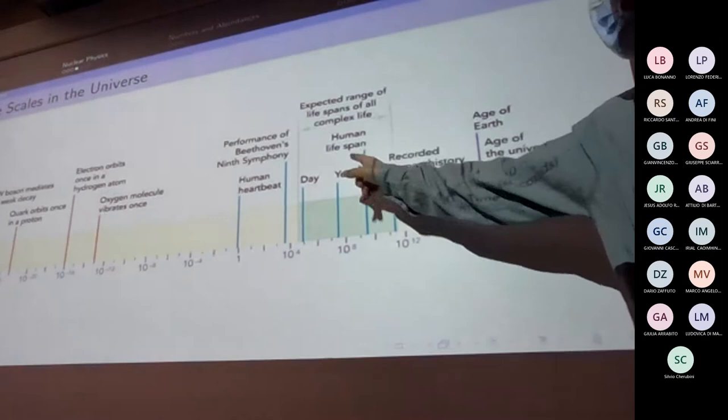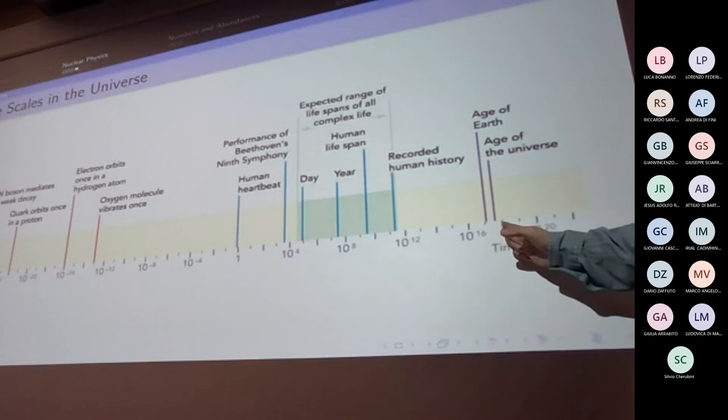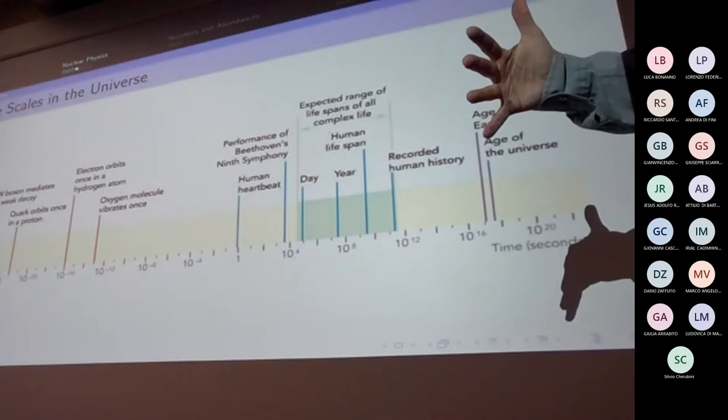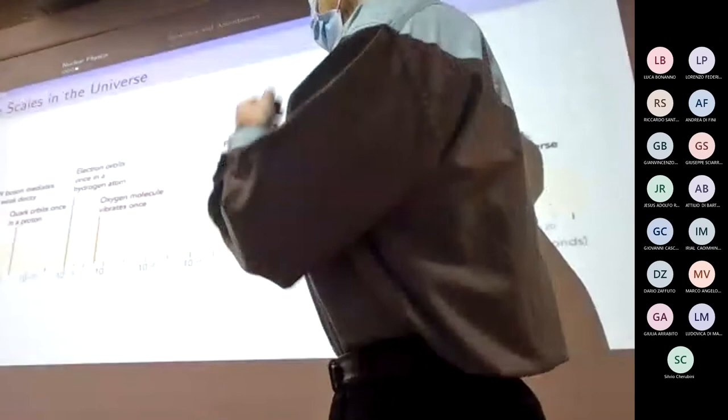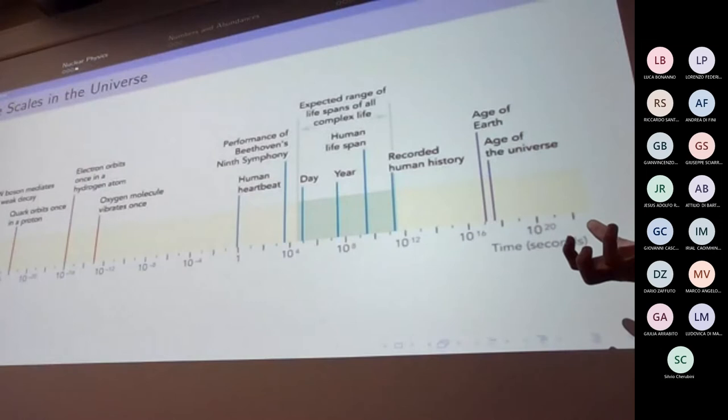And then we get up to the age of the universe, 10 to the 17 or so seconds. And so the time scales that we study span 10 to the minus 25 to 10 to the 17, 32 orders of magnitude. Very interesting. Most of my work in nuclear physics really takes place at around 10 to the minus 15 seconds, how long a nuclear reaction takes. In fact, we call that nuclear femtoscopy.